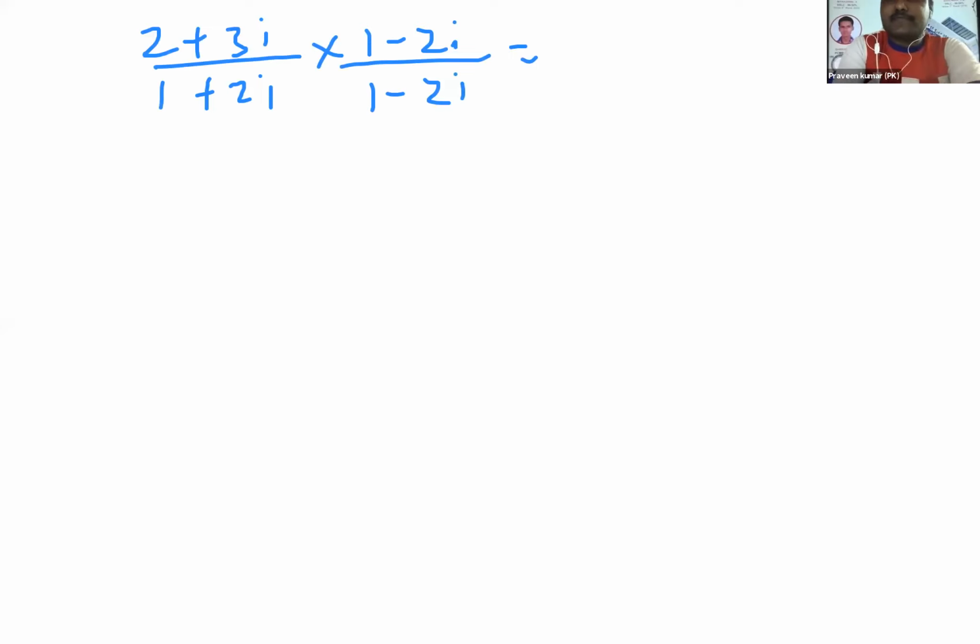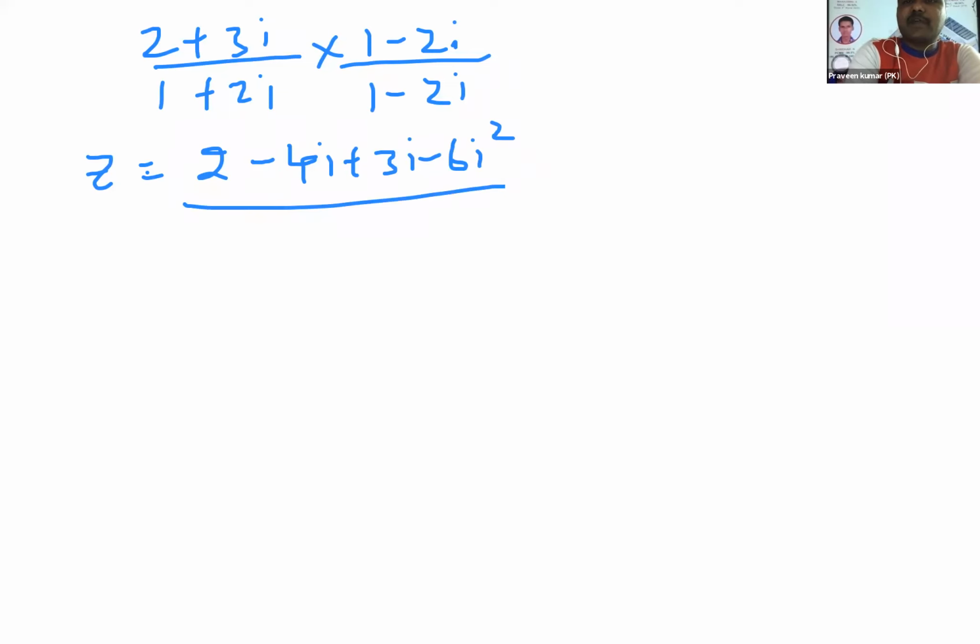Multiply the numerator: 2 ones are 2, z is equal to 2 plus 2 twos are 4i minus 4i plus 3i into 1 is 3i, minus 6i square, divided by the denominator 1 minus 4i square.